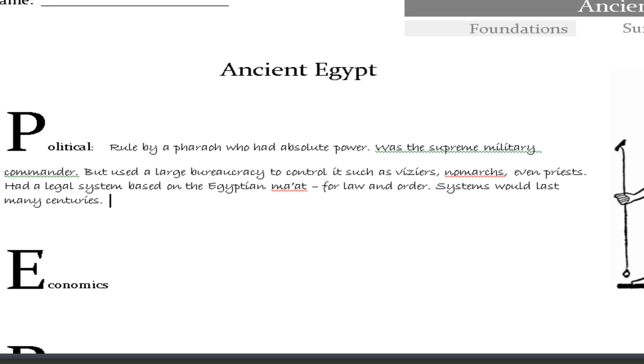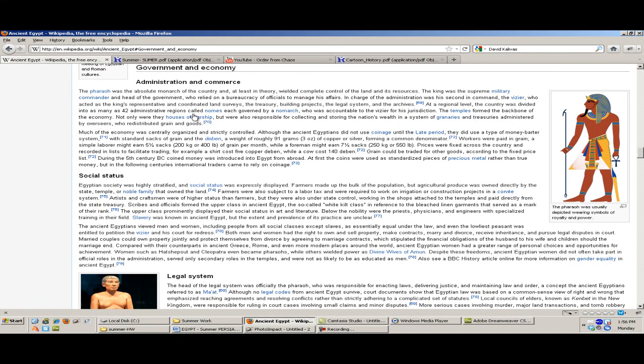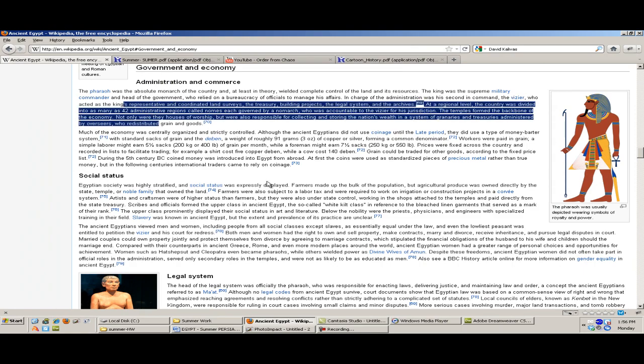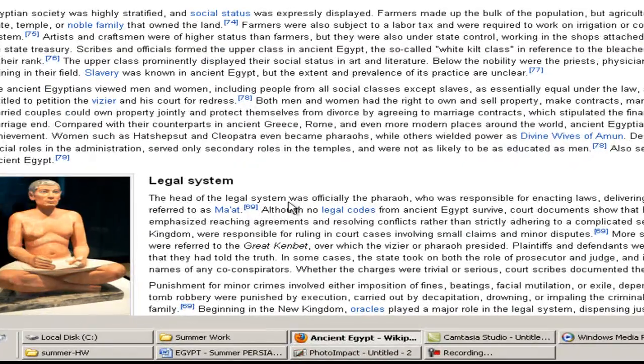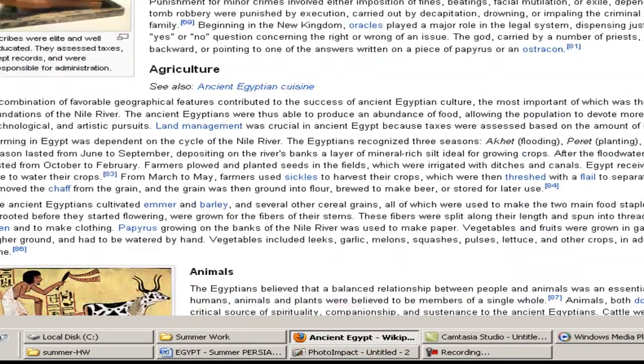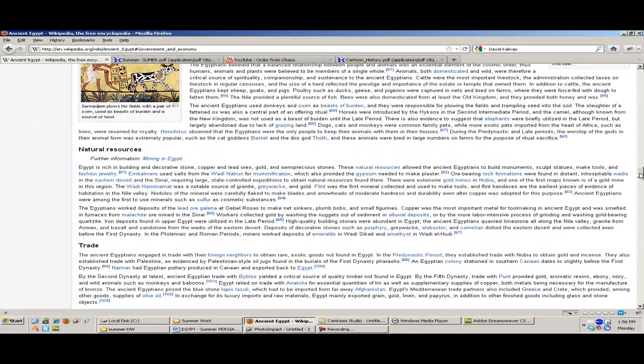Now, if I go back over here to our Wikipedia entry, you can see this is where I got that information from. Here's the legal system. So that's kind of what we want to do. You don't necessarily have to read the entire entry, but we're going to do some skimming and so forth.